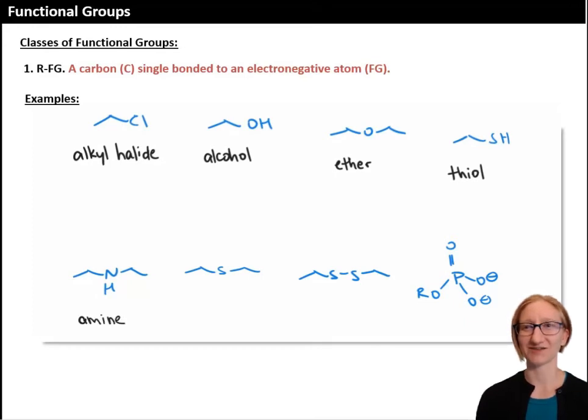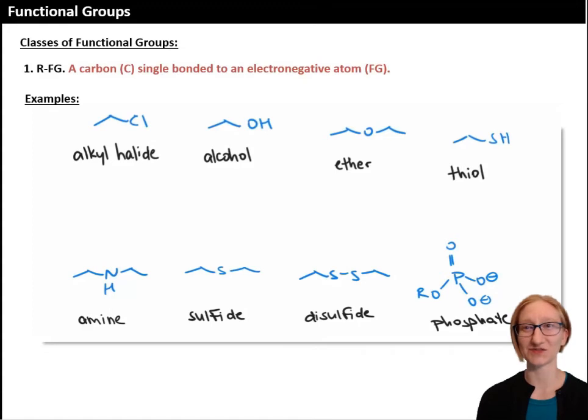An ether is an oxygen bonded to 2 different organic groups. The thiol we also saw on the last slide is a sulfur bonded to an organic group and a hydrogen. An amine, also a repeat here. Hopefully you were able to identify that one as well. This is a nitrogen bound to 3 groups, either organic groups or hydrogens. And in this case, those are 2 alkyl groups and a hydrogen.